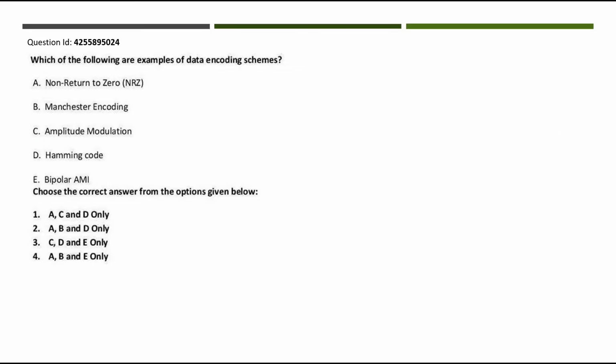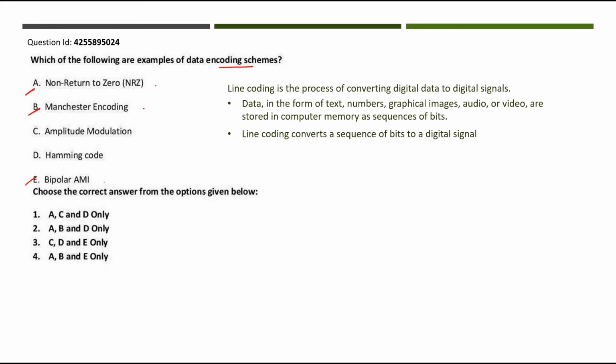Next question. Which of the following are examples of data encoding schemes? When it is about encoding schemes, we have come across A, B and E. If you would have practiced previous year question papers, definitely this question wouldn't have taken much time for you. Line coding is the process of converting digital data to digital signals. Data in the form of text, numbers, images, audio, video are stored in computer memory as a sequence of bits. Line coding converts a sequence of bits to a digital signal. What is actually happening? Data encoding is happening. That's what they have asked in the question.